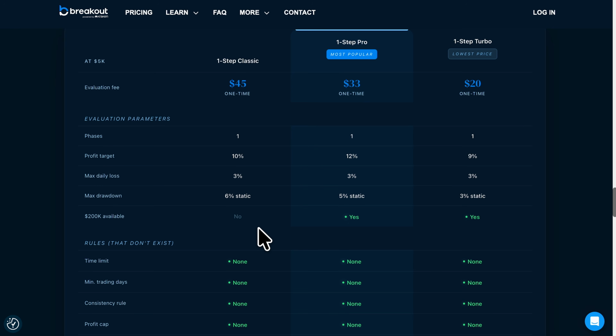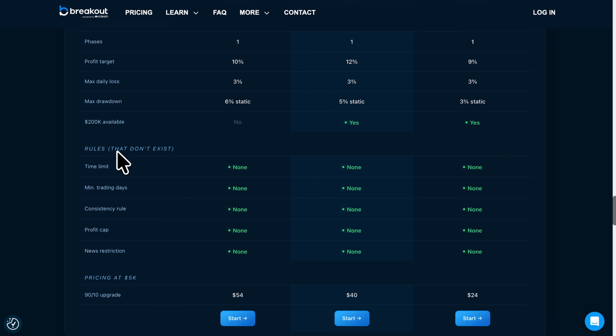Now, if you scroll down, you can see where you have these rules that don't exist. Now, I want you to listen to this part because a lot of people always think that there are some rules that exist on Breakout that are hidden. There are no hidden rules on Breakout, and that's one of the reasons why I love this program.